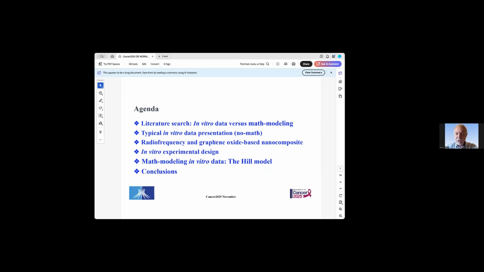And then I will present the radiofrequency very shortly, and also the nanocomposite based on graphene oxide. Then I will switch to the in vitro experimental design, combining radiofrequency and the use of this nanocomposite. And finally, I will analyze the data using the Hill model, and I will end my talk with some conclusions.